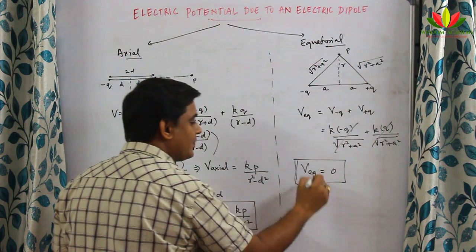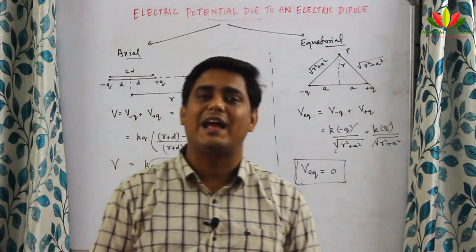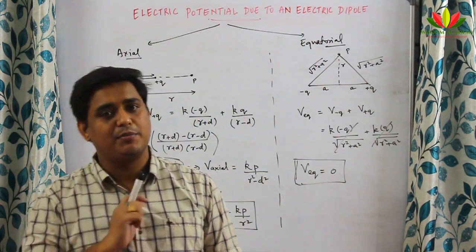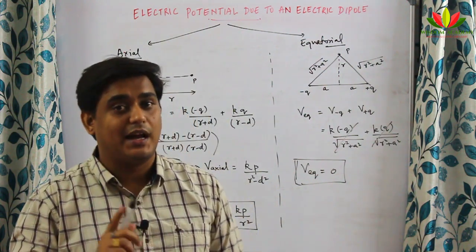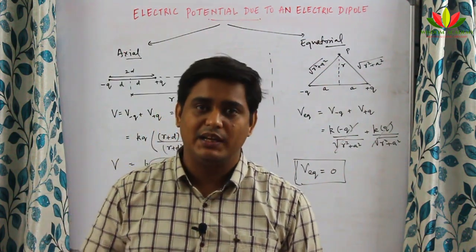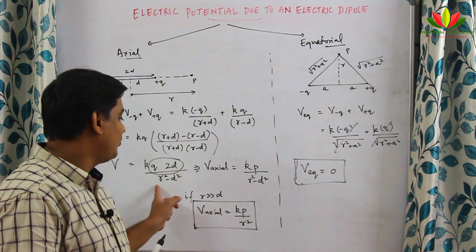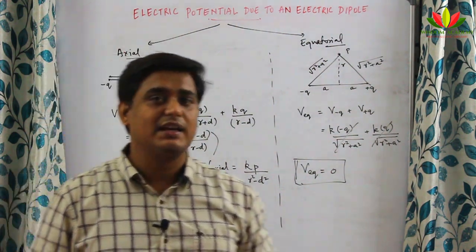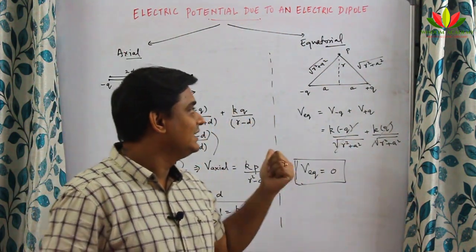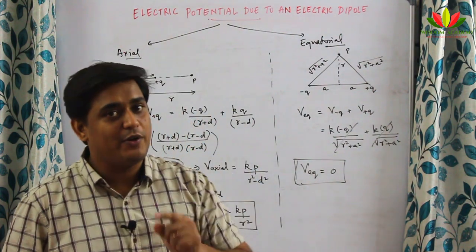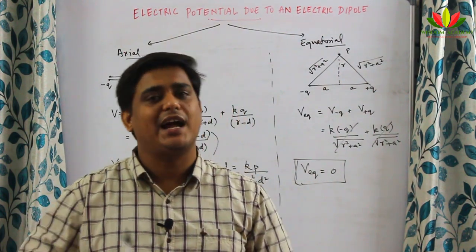Remember, for the electric field due to an electric dipole, at the axial point we got k into 2p by r cube, and at the equatorial point we got k into p by r cube. For the potential, at the axial point we have got k into p by r square, and at the equatorial point we have got 0. Keep this in mind, and don't get confused between V axial and V equatorial.